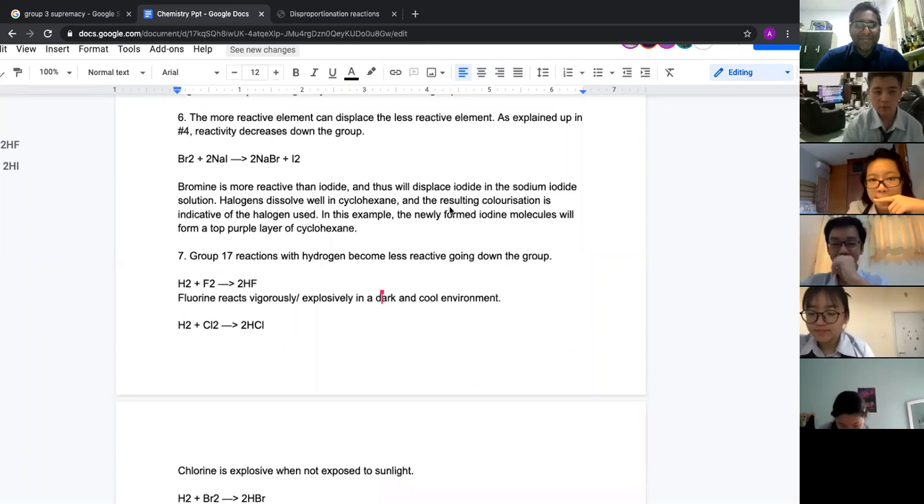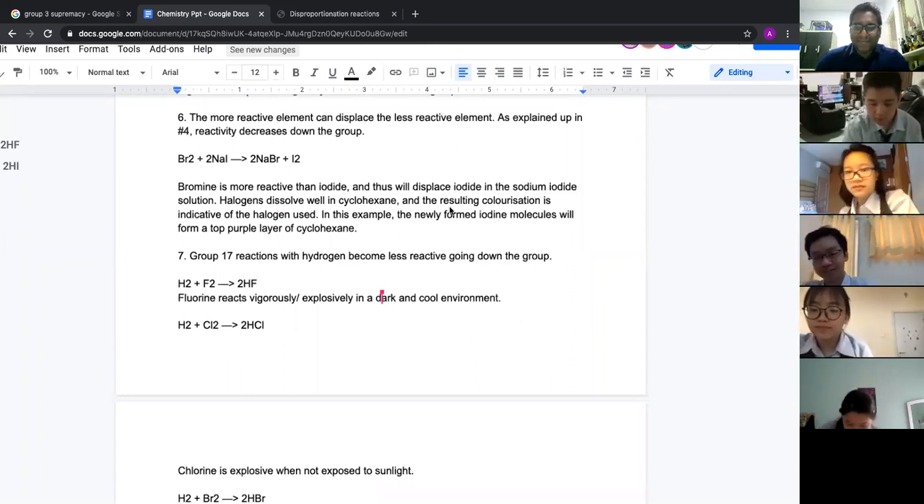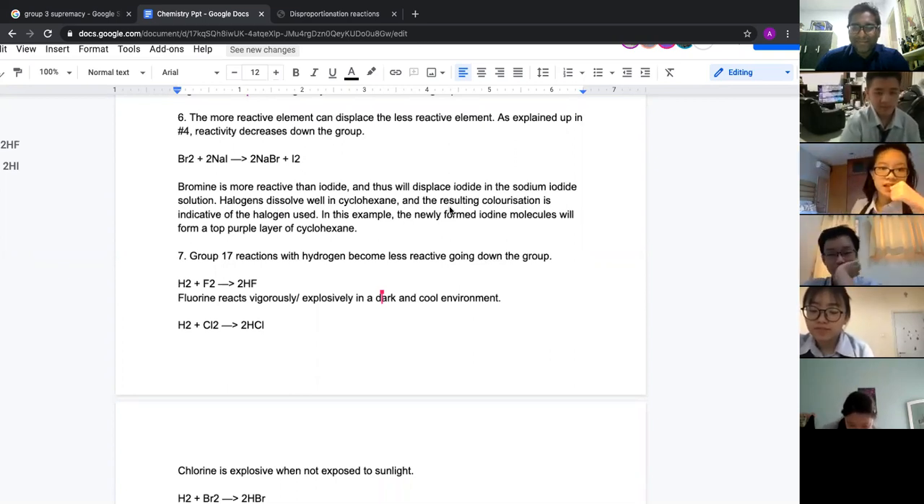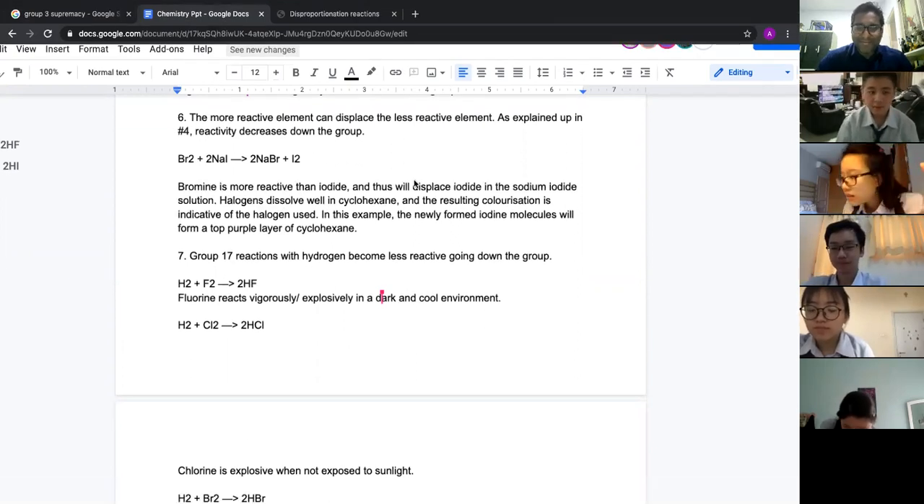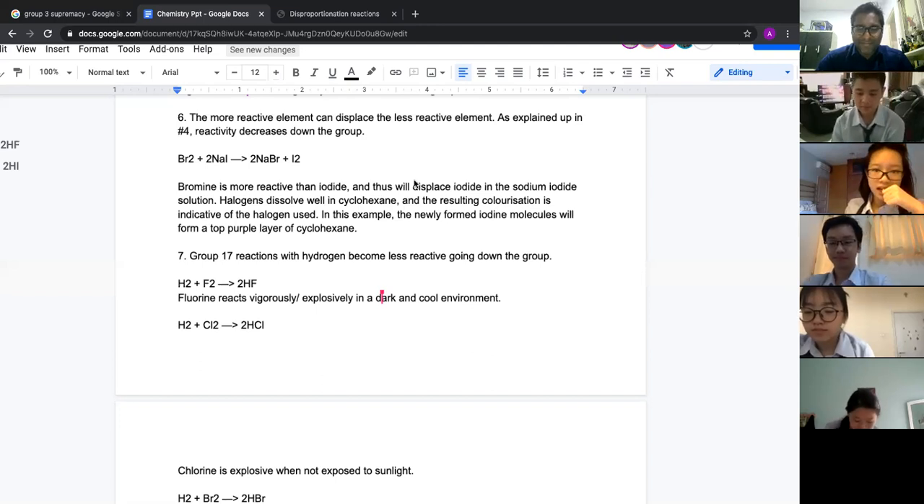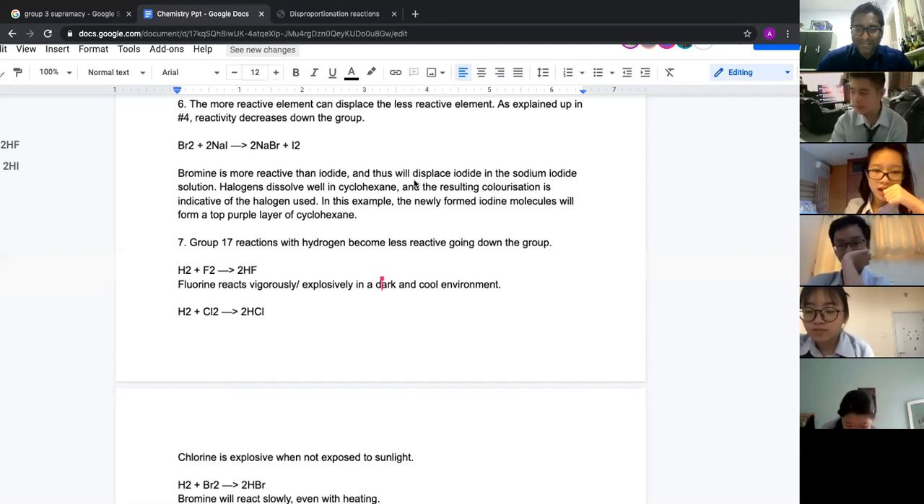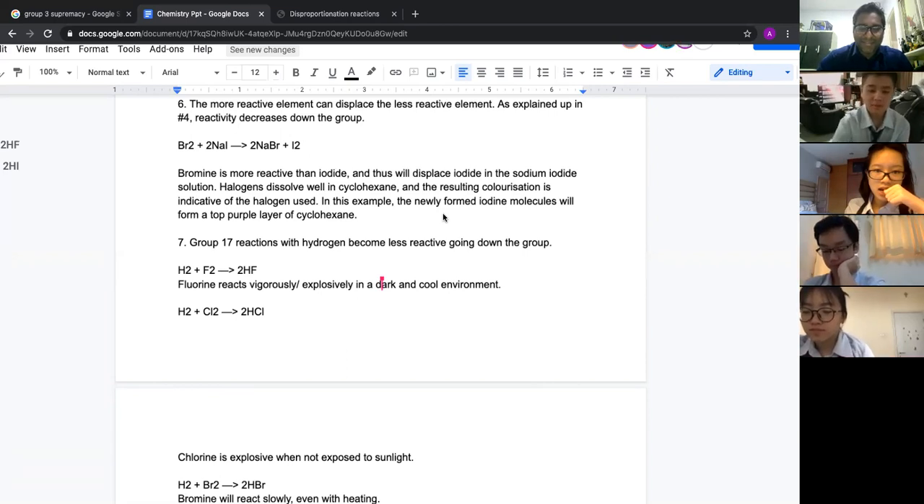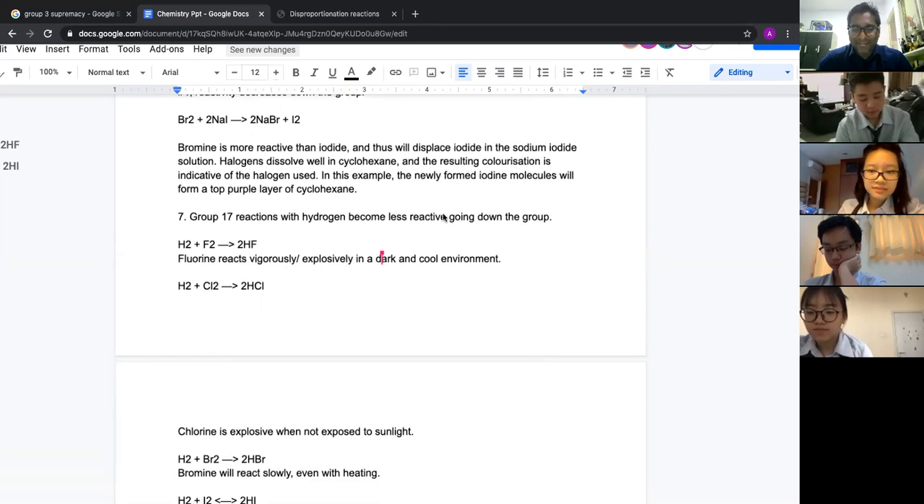For number 6, the more reactive element can displace the less reactive element. As explained in number 4, reactivity decreases down the group. Bromine is more reactive than iodide, and thus will displace iodide in a sodium iodide solution. Halogens dissolve well in cyclohexane, and the resulting colorization is indicative of the halogen used. In this example, the newly formed iodine molecules will form a top purple layer of cyclohexane.